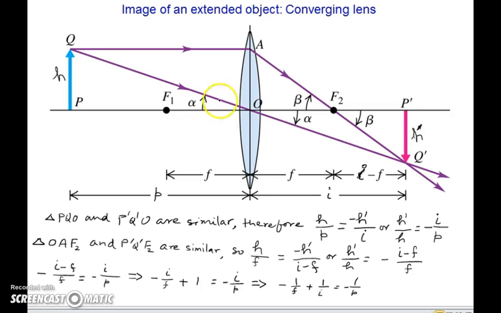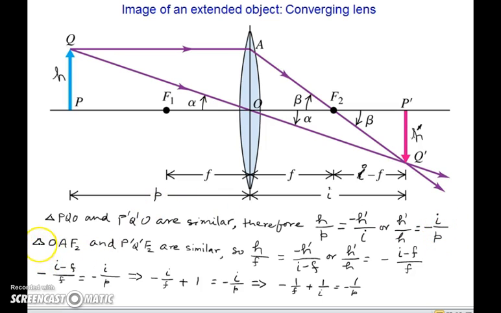All right. Let's talk a little bit here. Then if you look at triangles PQO and P prime Q prime O, they are similar, right? And what it means is that this angle and this angle, alpha, are the same. So we can say H over P, P is my object distance, must be equal to negative H prime, this is negative, over I, that's my image distance. Or we can rearrange this: H prime over H is negative I over P.